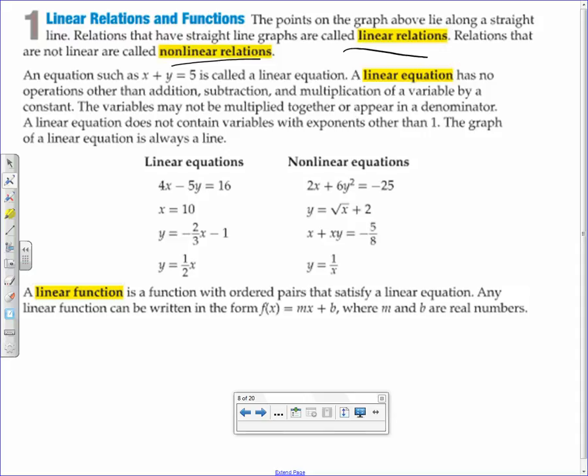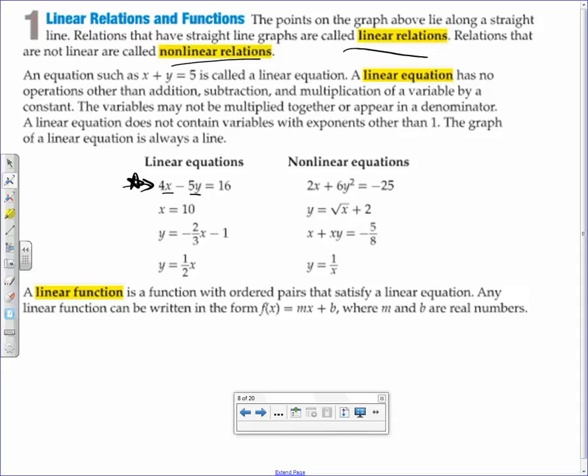Okay? All right. Now, there are some basic rules for an equation to be linear without looking at the picture of the equation. We take a look at this one right here. Now, notice, we've got just an x, we've got just a y. There's no powers on those. You're not multiplying the two together. You're not dividing by x's or y's. That makes this one right here linear.